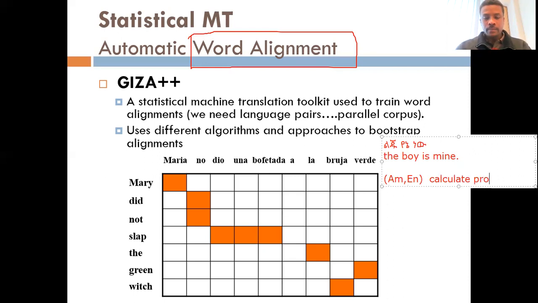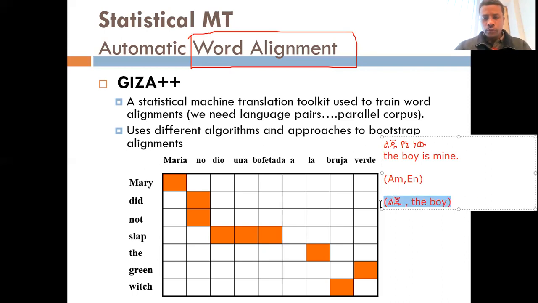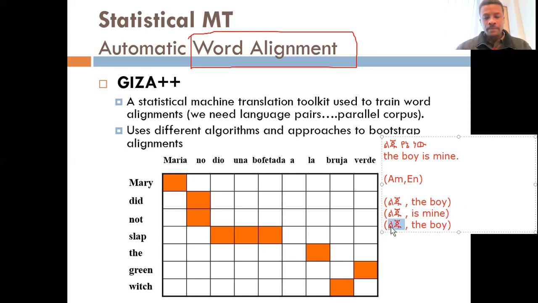For this it's going to calculate probabilities or statistics. It's going to calculate the probability of occurrence. For instance, let's say it has the word liju. Then it's going to try to see how liju would be co-occurring with "the boy", and it's going to also do the other probability, liju with "is mine" for example. Or it will evaluate the word "no" with "the boy", and again the word "no" with all possibilities.